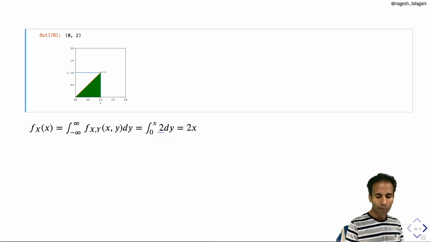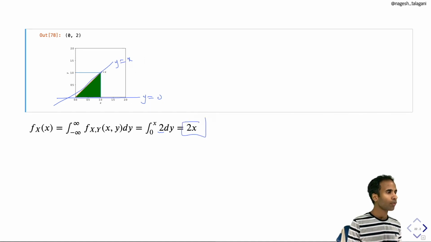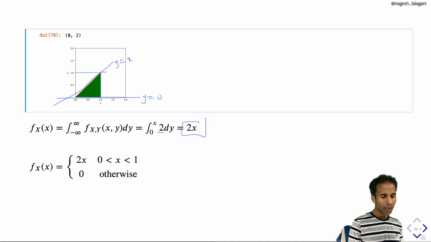And what are the y limits here in this support? The y limit is going to be y equal to 0 to y equal to x. Okay. So y limit is going to be 0 to x. So we are integrating 2 with respect to y from 0 to x. So we end up with 2x. So therefore the PDF of x is going to be 2x for 0 less than x less than 1, 0 otherwise. So your support of x is going to be interval 0, 1.